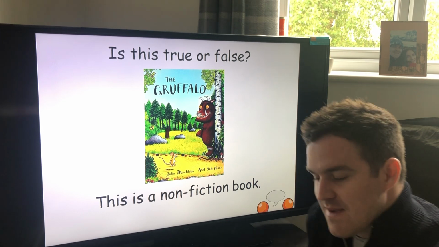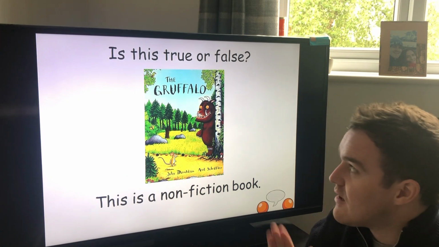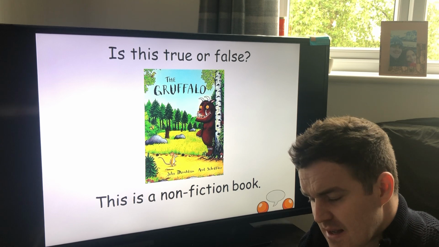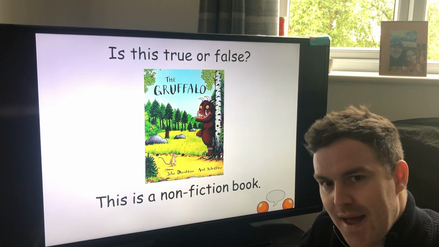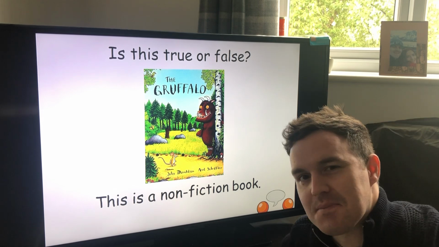Yesterday we were looking at non-fiction books. We were looking at the contents page. Just before we move on to the next part today, I'm going to show you a book and read you a sentence. I want you to tell me if it's true or false. Is The Gruffalo a non-fiction book? True or false? What do you think?